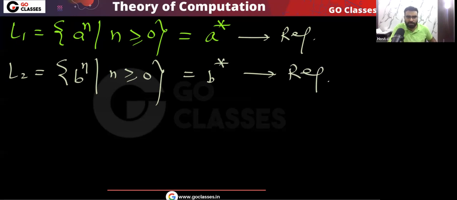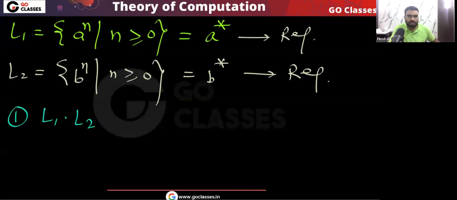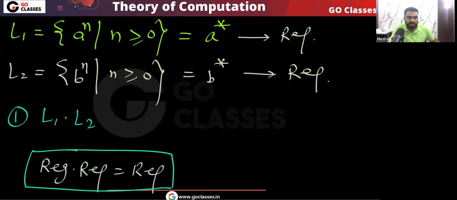Now two options are given to you. The first option asks: what can you say about L1 dot L2? Is this regular? I told you regular dot regular is regular. We have already seen that concatenation of regular languages is regular. L1 is regular and L2 is regular, so automatically I can say this result will also be regular. Is this clear? Very simple.